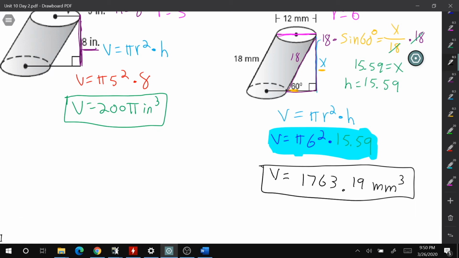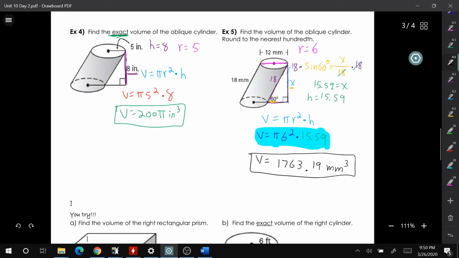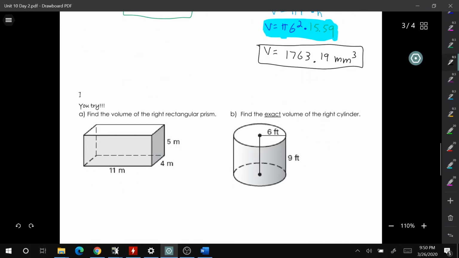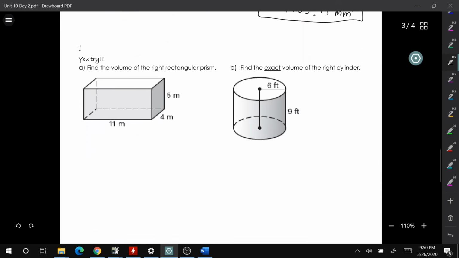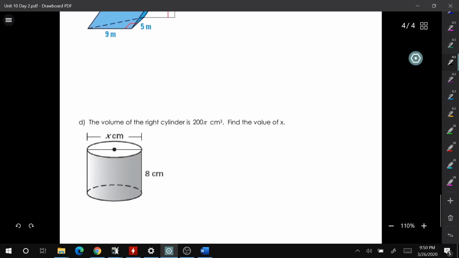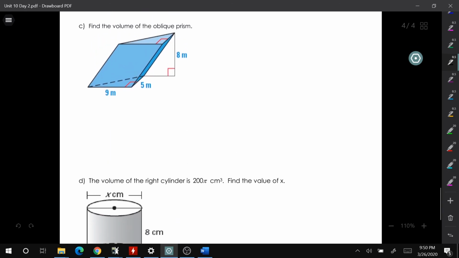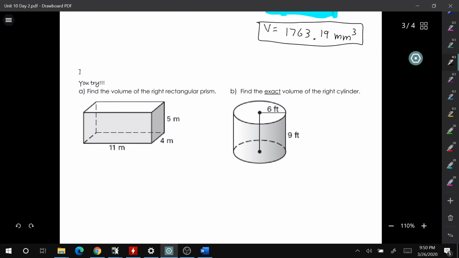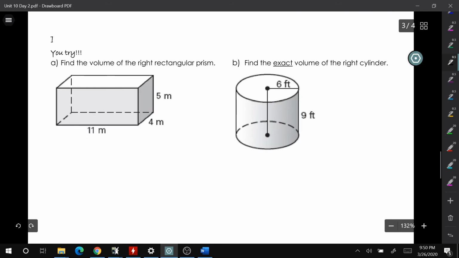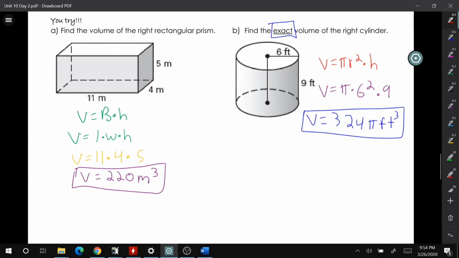Okay, so what I want you to do is you have two problems on this page and two on this page. What I want you to do is I want you to try these, all four of them, and once you've completed them, unpause the video and see if you get the same answers that I did. So go ahead and pause the video. Alright, let's see what you got.